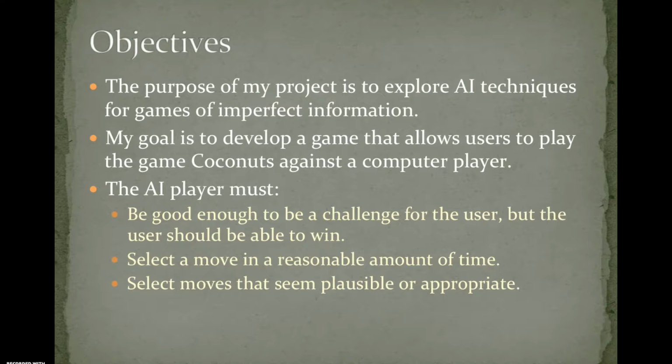Finally, the AI technique used must select moves that the human player will perceive as appropriate. The human player may perceive the game as buggy or flawed if the AI player plays moves that seem random or strange for the circumstances, even if the AI player ends up winning the game.